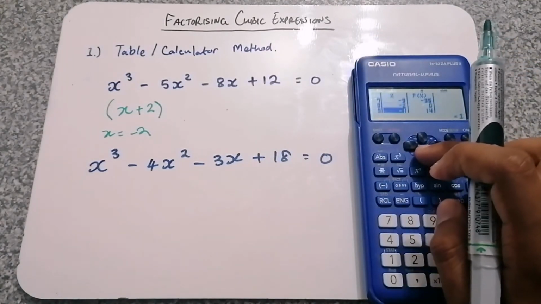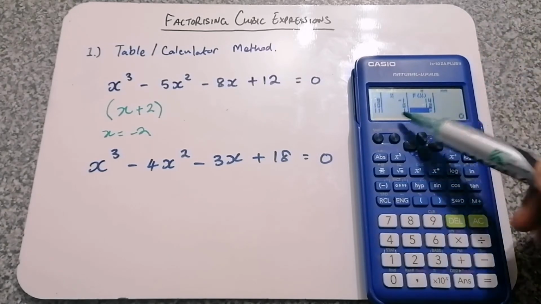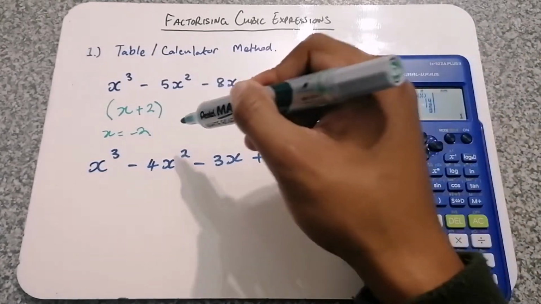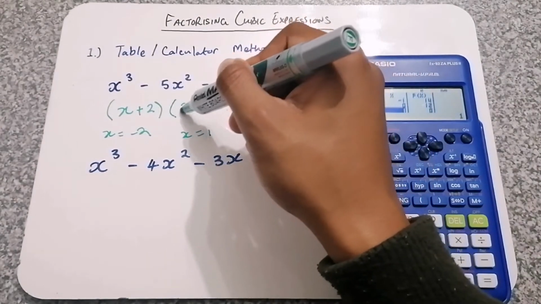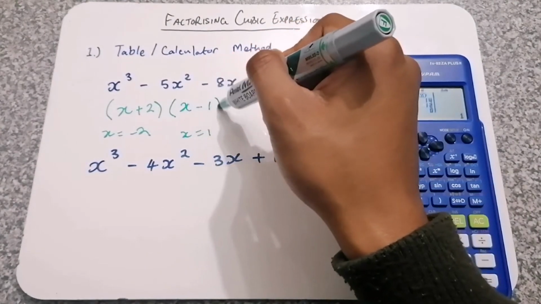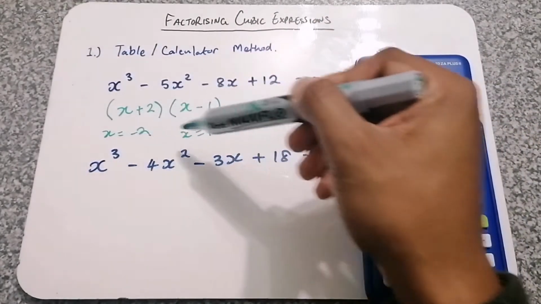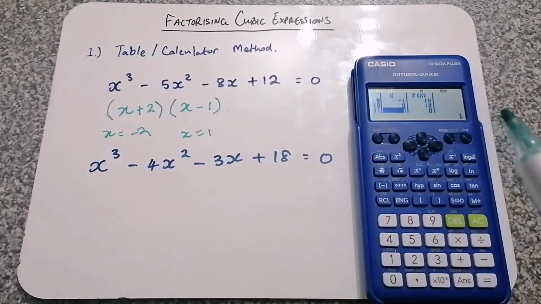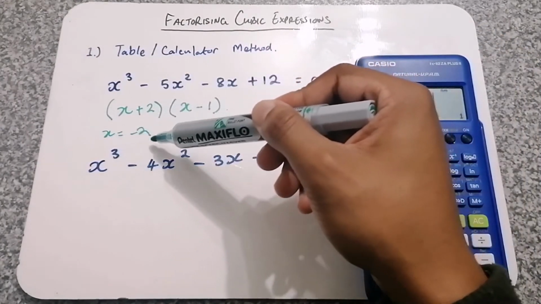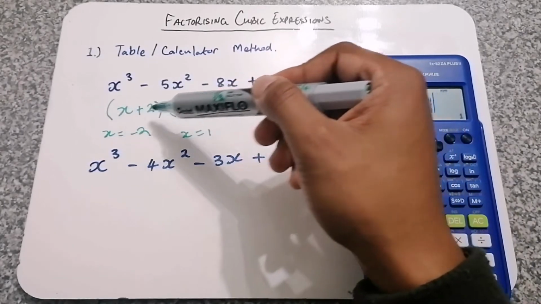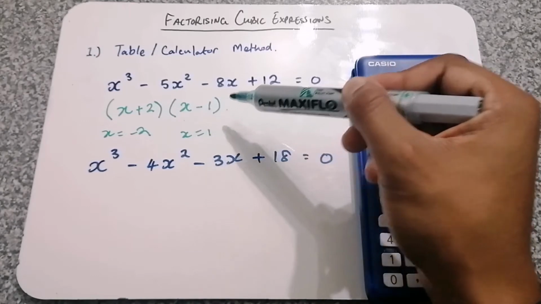So we keep going down. Again, I hit 0. Y is 0 where x is 1. Okay, so if x is equal to 1, that means I have another factor of x minus 1. Notice the brackets and the x-intercepts, or the roots, the solutions, are always going to be opposite signs. If it's x equal to -2, our bracket is x plus 2. If it's x equal to 1, our bracket is x minus 1.